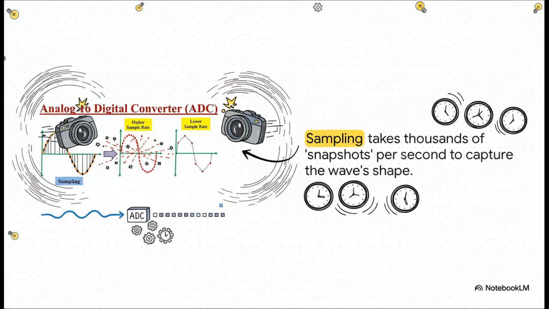The ADC takes thousands, sometimes millions of tiny snapshots of the analog signal every single second. It measures the voltage of the wave at these super precise, regular moments in time. The faster it takes these samples, the more detailed a picture it gets of the original wave.